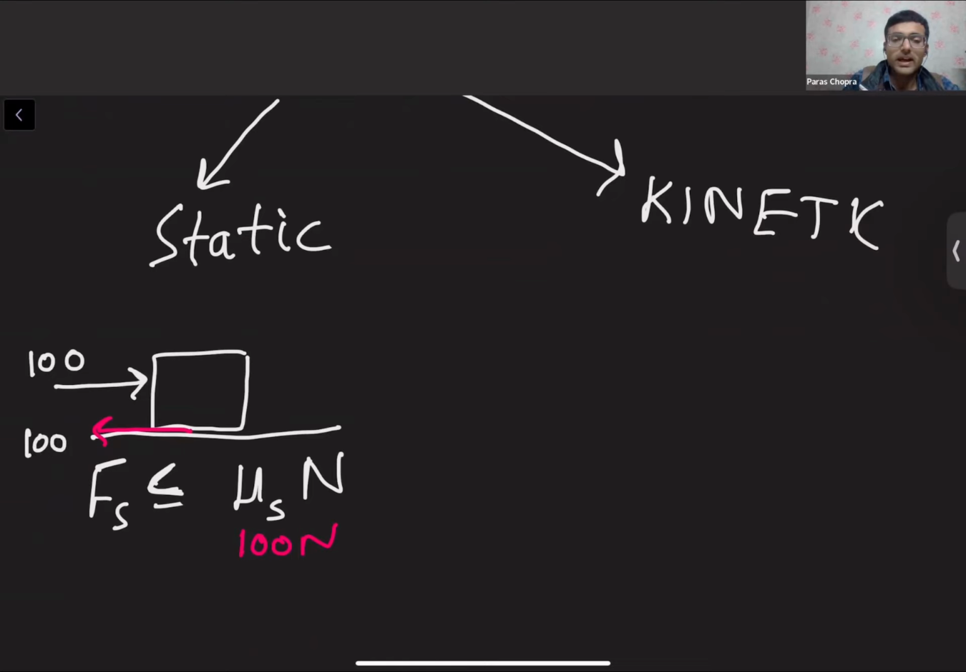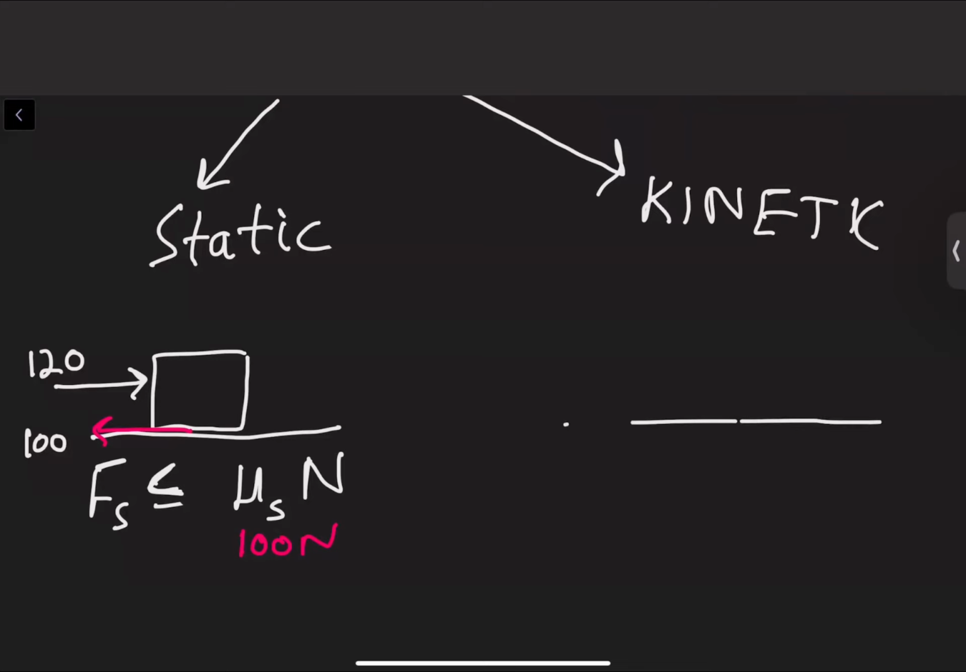Okay, now what will happen if you increase the applied force beyond 100? Let's say we make it 120. The block will start moving, but the frictional force will not increase because it has reached its maximum value. And now to calculate the acceleration, you will take the net force, which is 20, and divide it with the mass to get the acceleration.